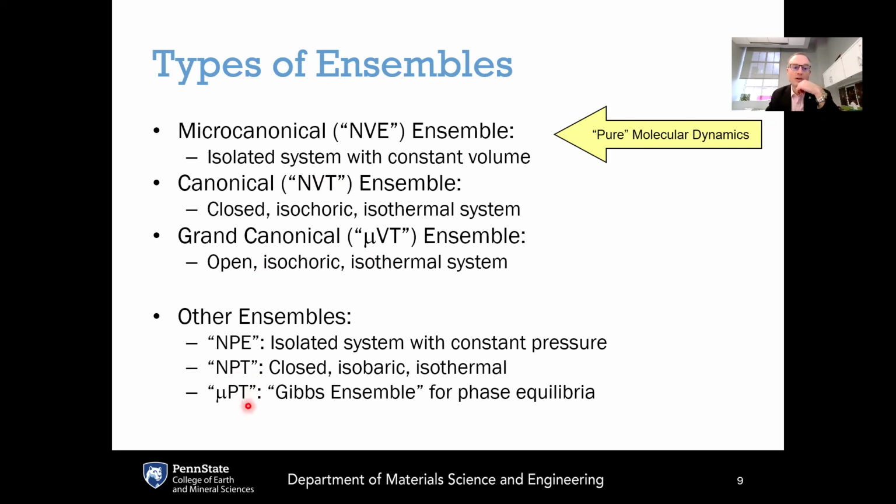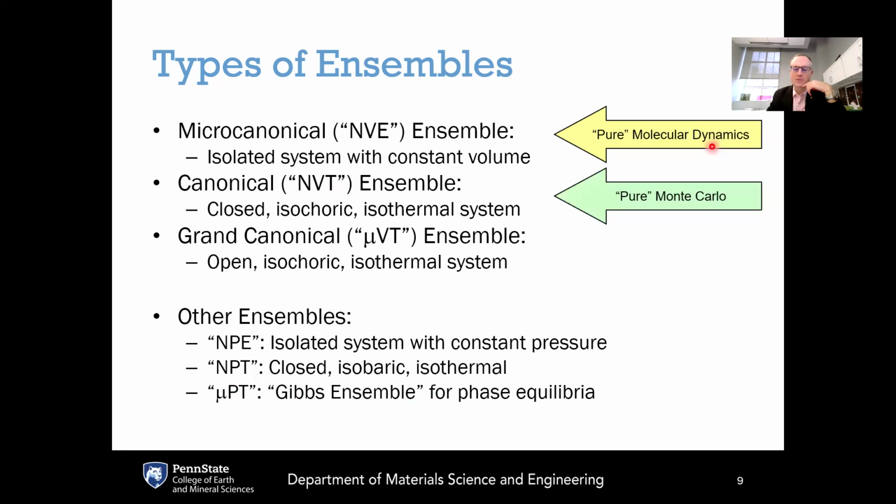And then finally, one final ensemble is the mu-PT ensemble, which is also known as the Gibbs ensemble. And this has a constant chemical potential, a constant pressure, and a constant temperature. This is usually used to calculate phase equilibria, usually in the context of Monte Carlo simulation. So this is something we will revisit next time.